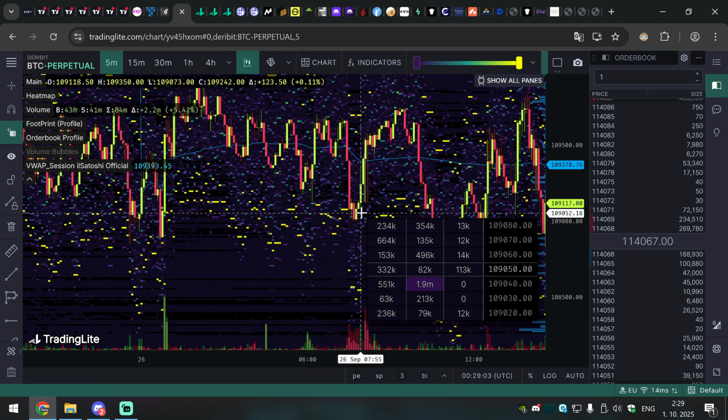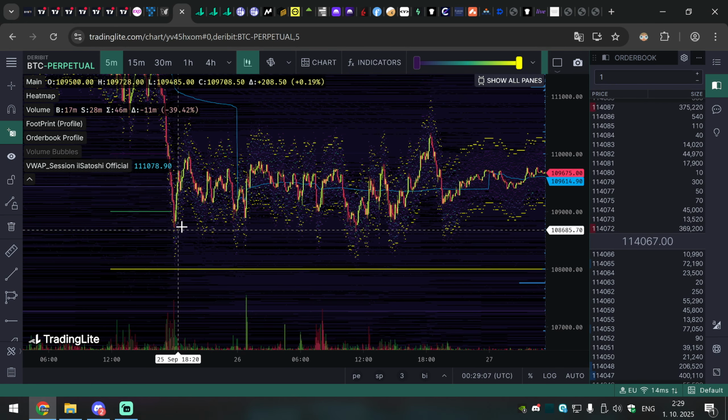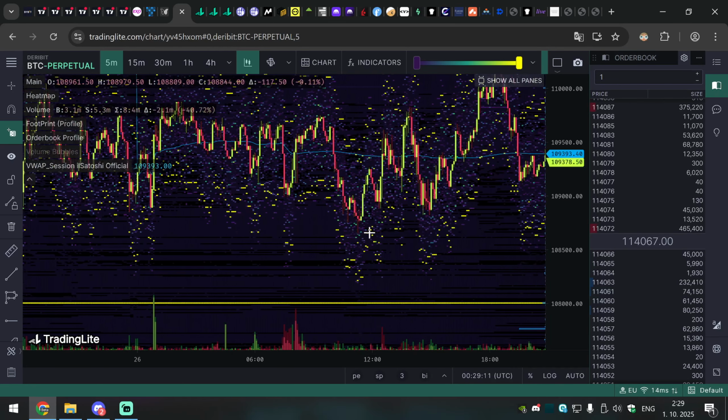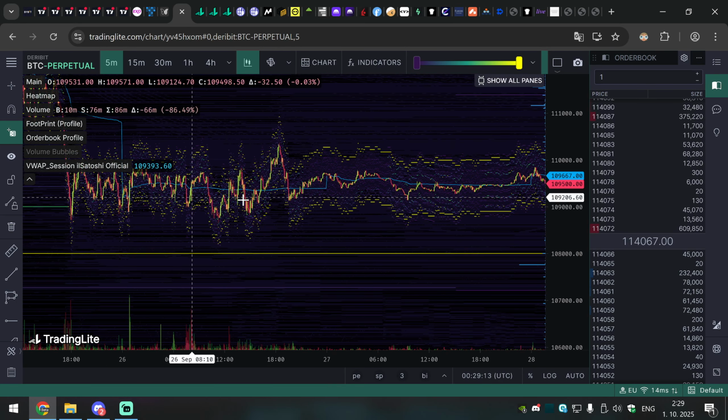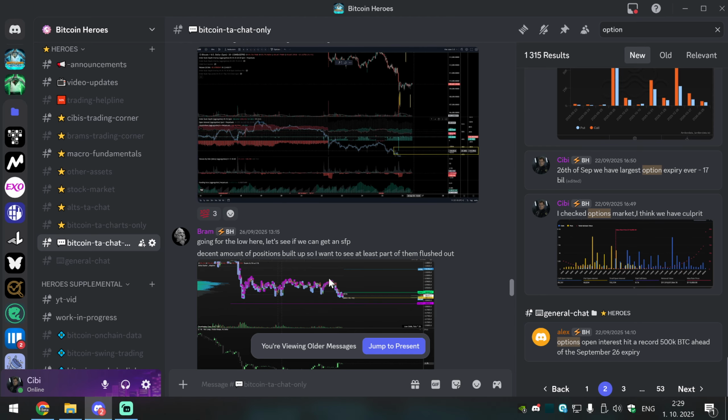So I was also longing here for a scalp as well. But overall I was long from this low, and I was adding when we were doing a very tight swing value pattern on some exchanges. So very nice long exposure, and the rest is history. Massive move to the upside.